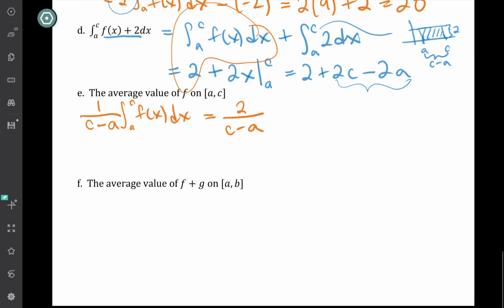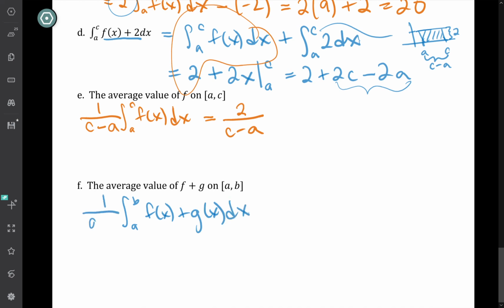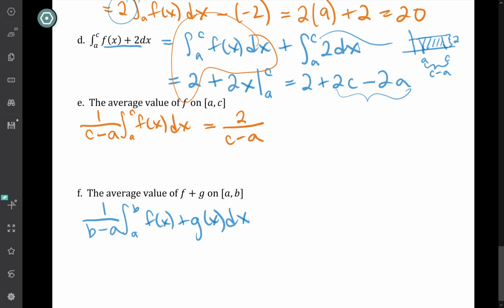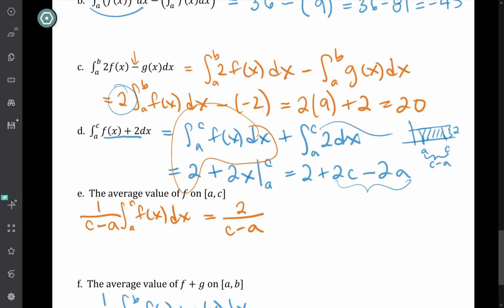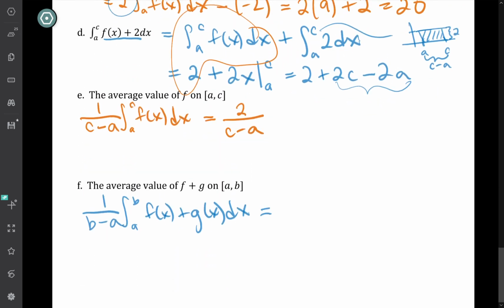For the last one, we want to find the average value of f plus g from a to b. So we're going to integrate from a to b f of x plus g of x, and we're going to divide by a minus b. You can absolutely write that all over a, I'm sorry, I just wrote it backwards, b minus a. Let me get it in the right order. I just don't like how big that gets, so I tend to write it out in front. Okay, and then integral from a to b of f plus g. Did we do that? No, we didn't, but we can do it fairly quickly. Okay, so we now have 1 over b minus a, and we can split this up. We can go from a to b for f of x, and then we can go from a to b for g of x.